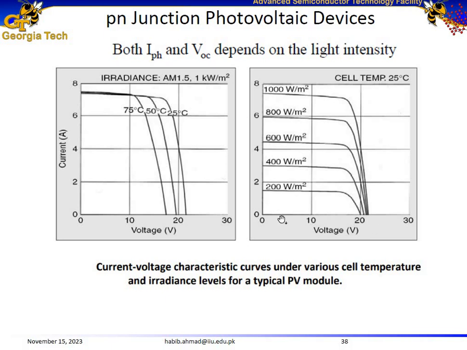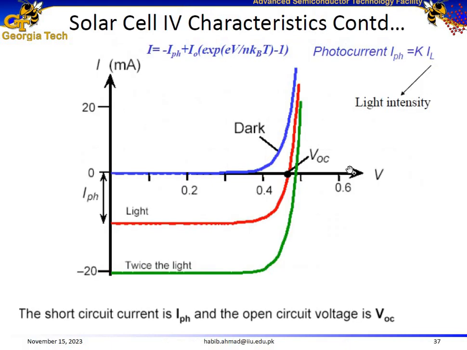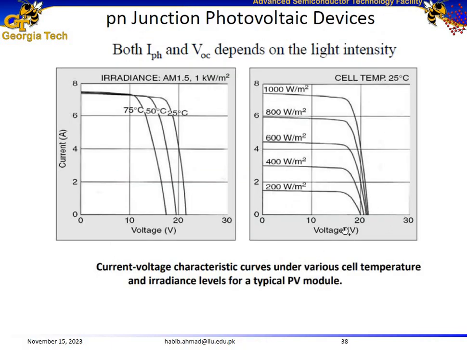So the takeaway point is that the photocurrent is directly proportional to the light intensity according to this formula, IPH is equal to KIL. But the open circuit voltage is not directly proportional. There would still be an increase, but the increase is small. And we will understand it with the help of an example later.